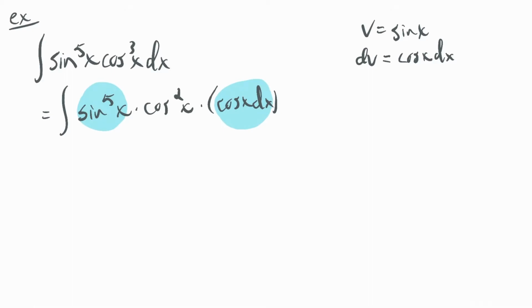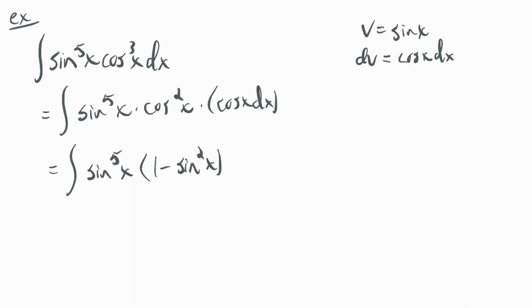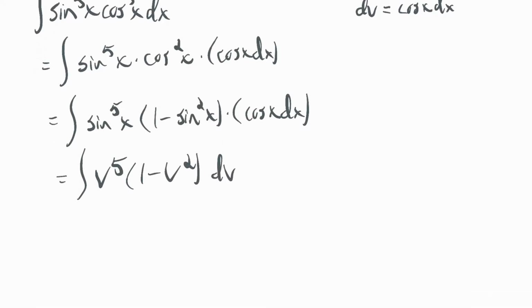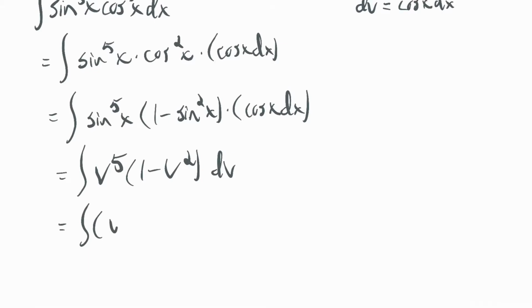And then, well, what about the cosine? Well, again, we're going to use the Pythagorean identity. I'm going to replace that with 1 minus sine squared of x. So I get the integral of sine to the fifth power of x times 1 minus sine squared of x times cosine x dx. Now I'll do my replacements as an integral of v to the fifth power times 1 minus v squared dv. So this is the integral of v to the 5th power minus v to the 7th power dv, right?